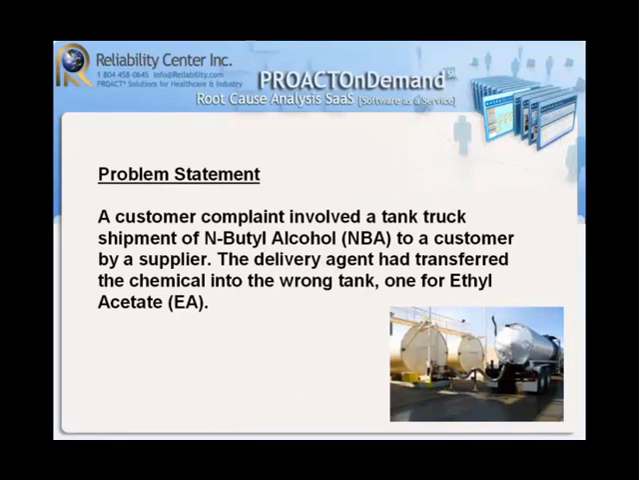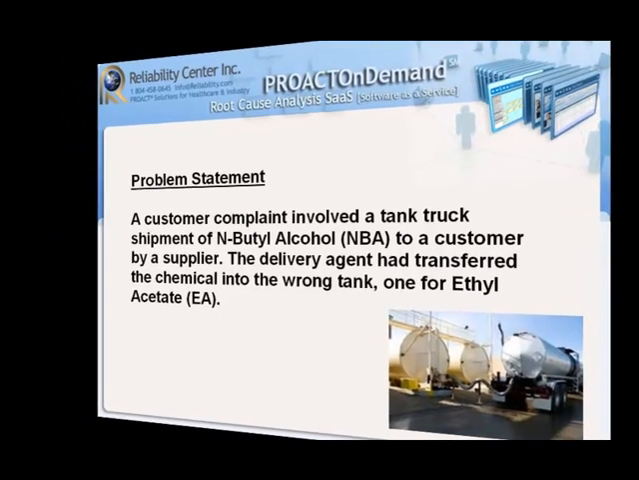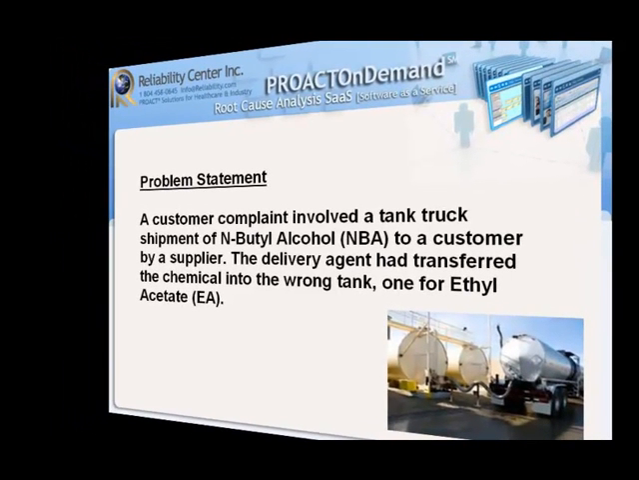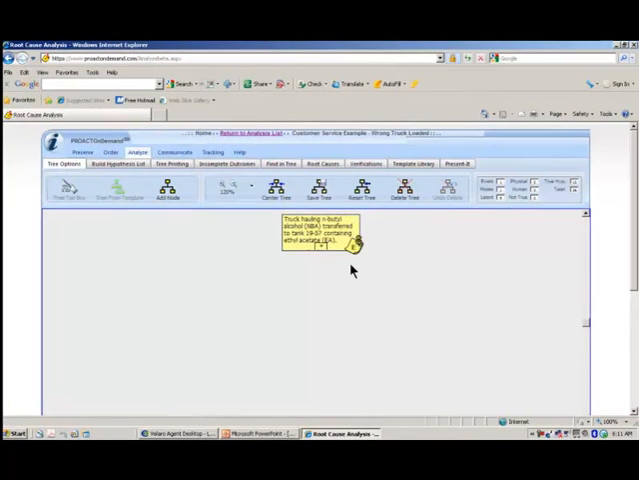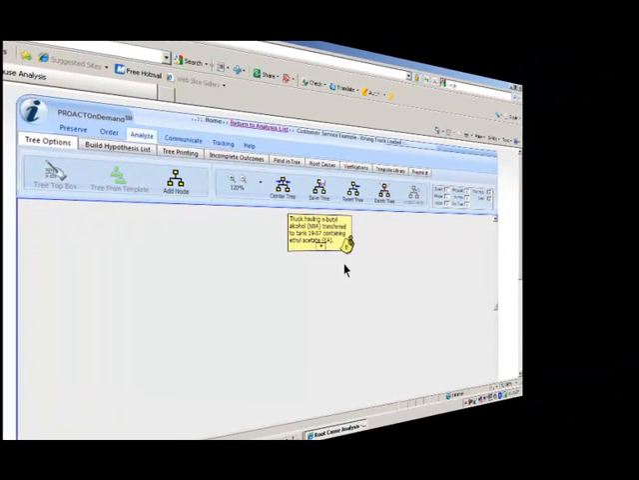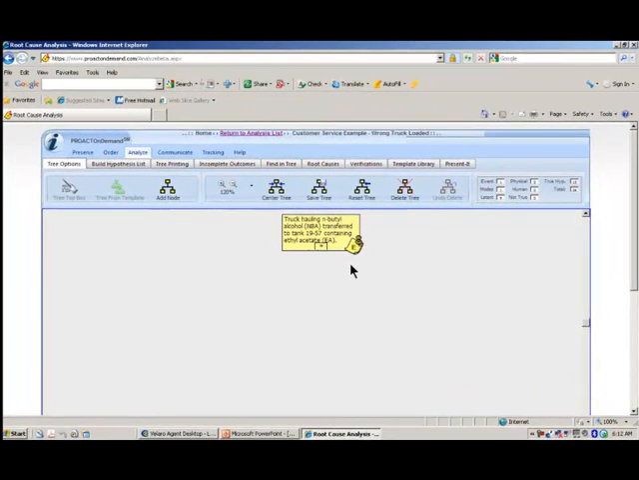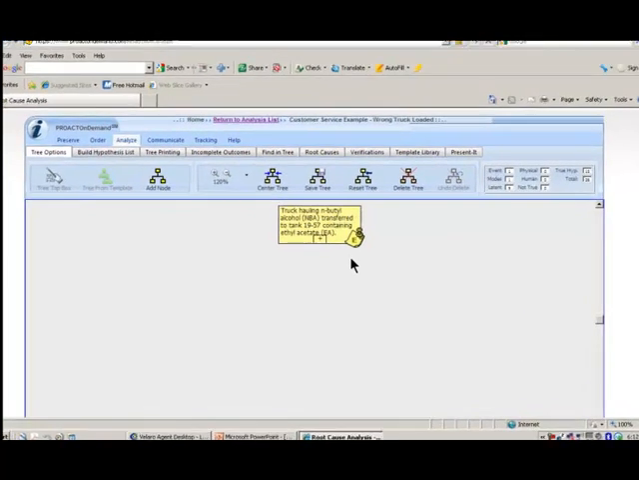A customer complaint involved a tank truck shipment of N-Butyl alcohol to a customer by a supplier. The delivery agent had transferred the chemical into the wrong tank, one for ethyl acetate. Okay, let's take a look at how this would look in terms of root cause analysis using ProAct On Demand. Let's keep in mind that this analysis was the actual one done between the company and the supplier.